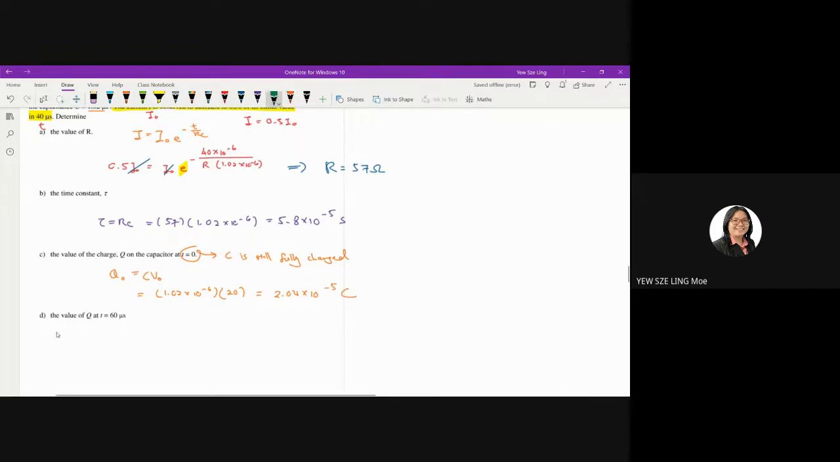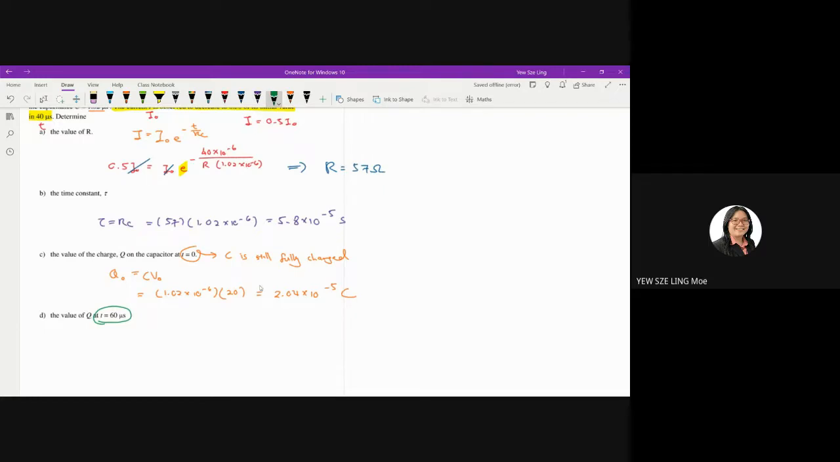When it comes to question D, the value of Q at time t equals 60. Now you are given a new time. You want to calculate final Q. Now try to think first. Do you have final V? Are you given the V at time t equals 60 microseconds? Obviously not, right? Because the question just gave you an initial V. It doesn't tell you anything about the final V.